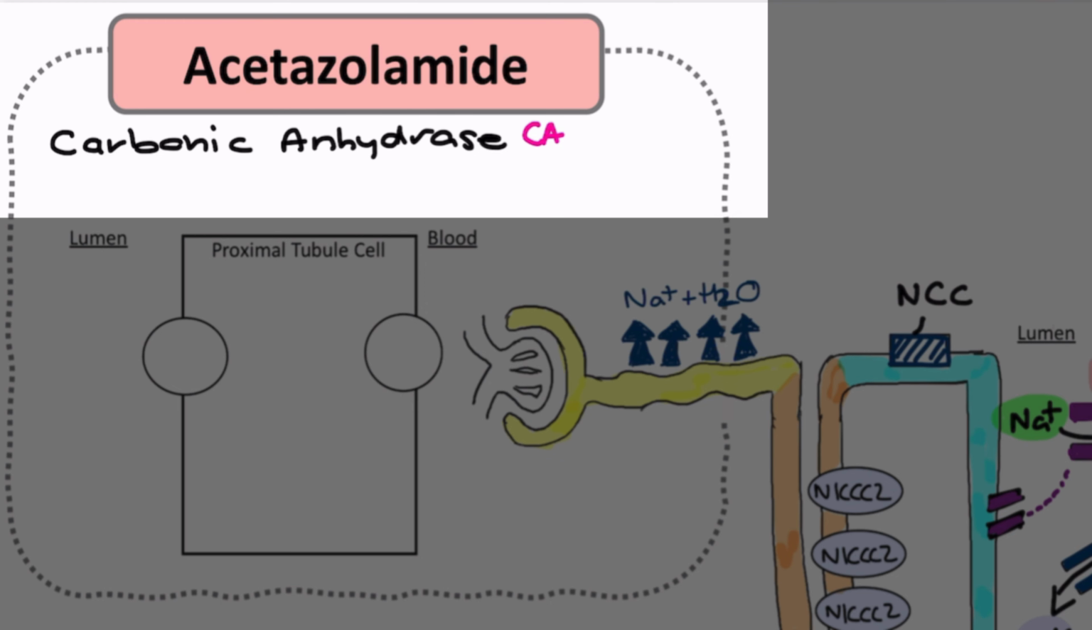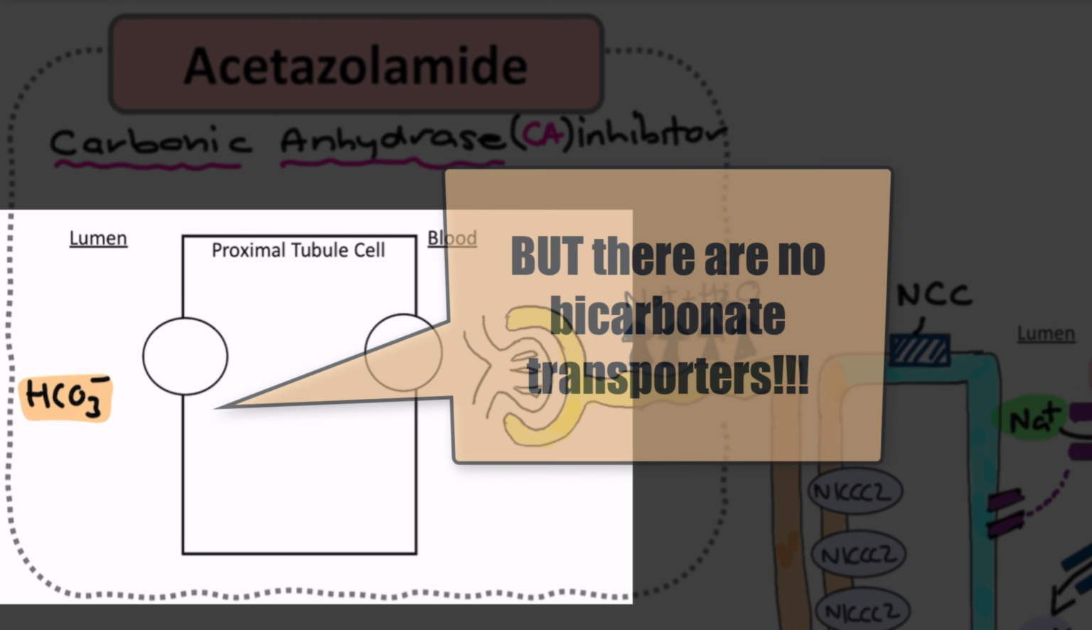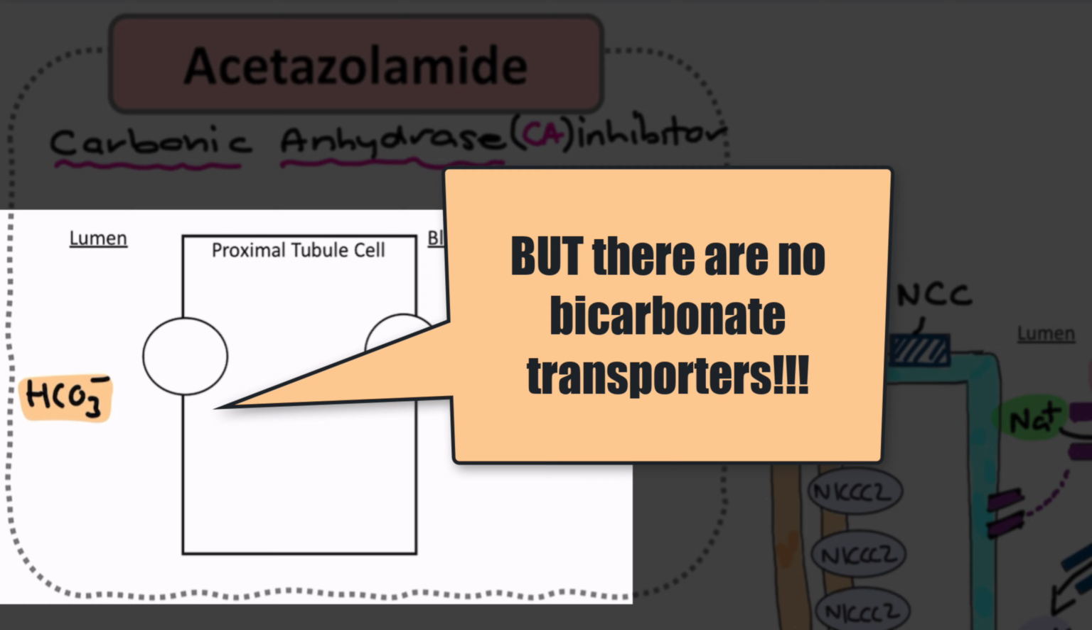With acetazolamide, this is a carbonic anhydrase inhibitor, and this is very important for bicarbonate reabsorption in the nephron. Let me show you. So bicarbonate is filtered into the proximal tubule from our blood very freely. All of your bicarbonate is ending up here in the proximal tubule. But here in the proximal tubule, and indeed throughout the rest of the nephron, there are no specific bicarbonate transporters, right?